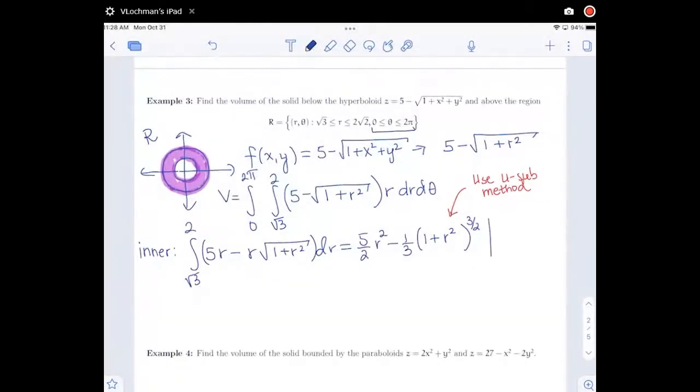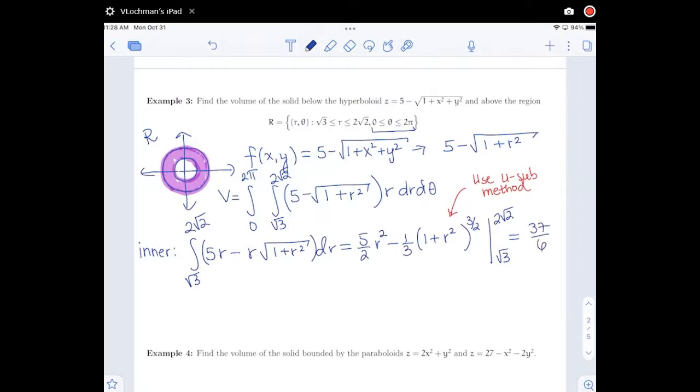So we need to evaluate this between root 3 and, let's see, oh, it's 2 root 2. Sorry, this should be 2 root 2. I'm not reading my limits correctly. So 2 root 2 goes in here. And if we do this carefully, you actually end up with a nicer number, 37 over 6.